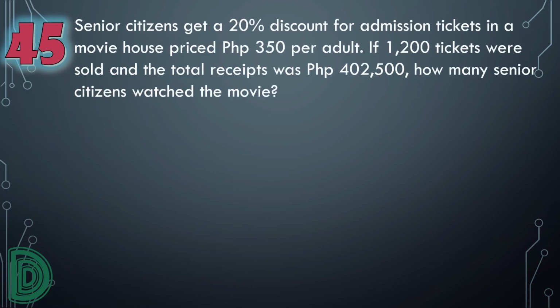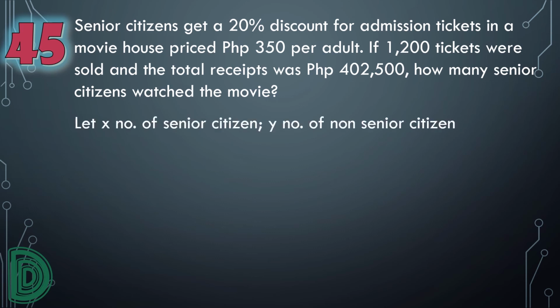Number 45. Senior citizens get a 20% discount for admission tickets in a movie house priced at 350 pesos per adult. If 1,200 tickets were sold and the total receipts was 402,500, how many senior citizens watched the movie? Let x be the number of senior citizens and y the number of adults that are not senior citizens. Since there are 1,200 tickets sold, x plus y is equal to 1,200. Solving for y, we will have y is equal to 1,200 minus x.